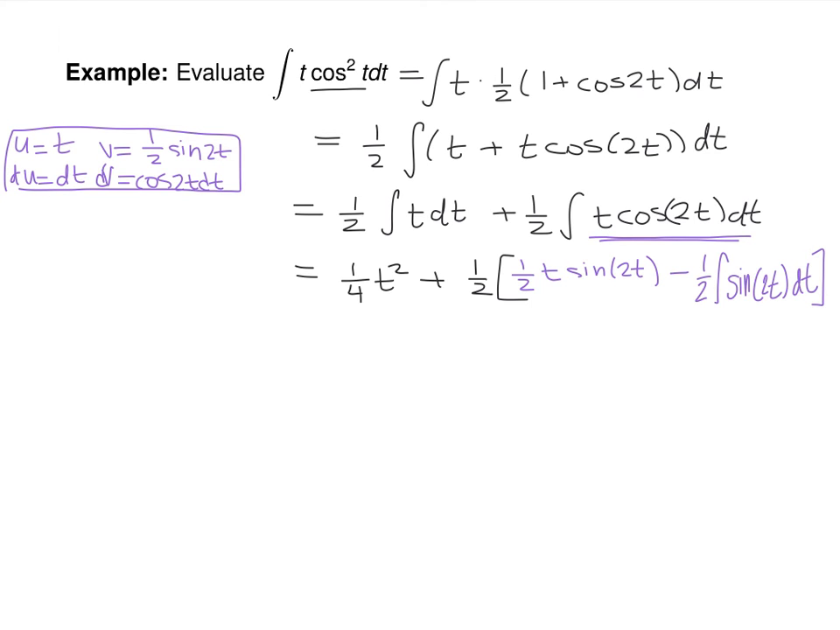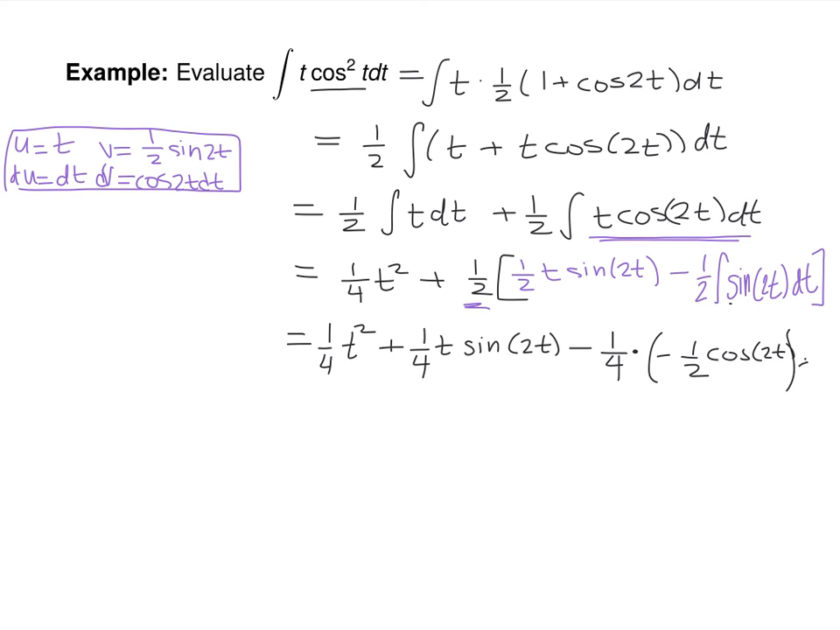I'm going to distribute that 1/2 through this 1/2. So that gives us 1/4 t squared plus 1/4 t sine of 2t minus 1/4 times, now the antiderivative of sine will be negative cosine, so cosine of 2t, and then 1/2, plus c. And so for your final answer, simplify that double negative and multiply the 1/4 and the 1/2.